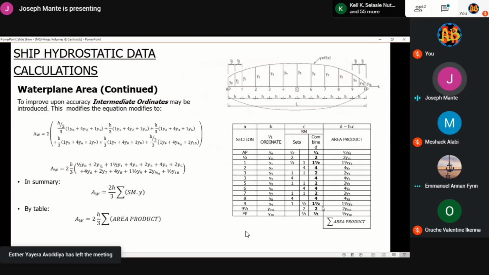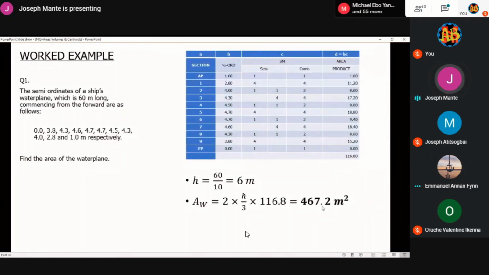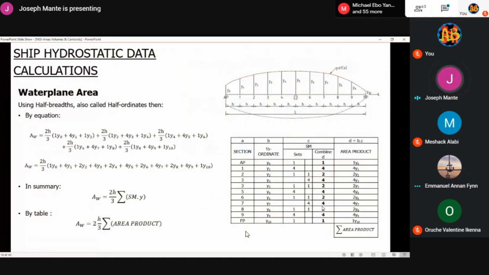So there are a lot of questions that you can solve. We are saying that to improve upon accuracy, intermediate coordinates may be introduced. This modifies the equation. This is just when you have one area, the second area, the third area, and the fourth area. Please, any question again?